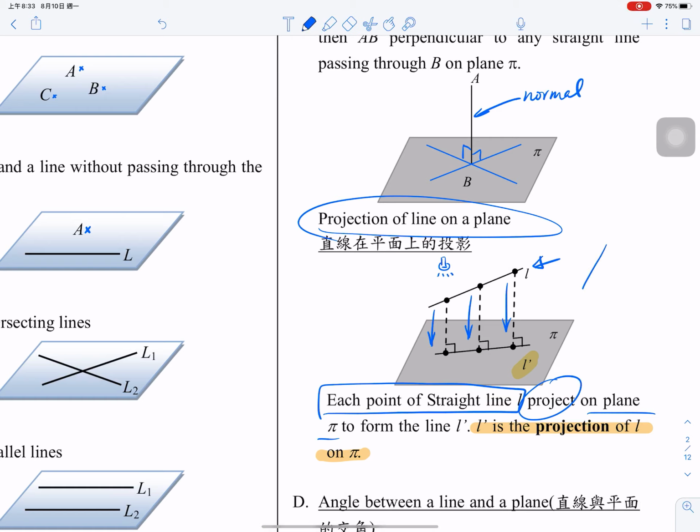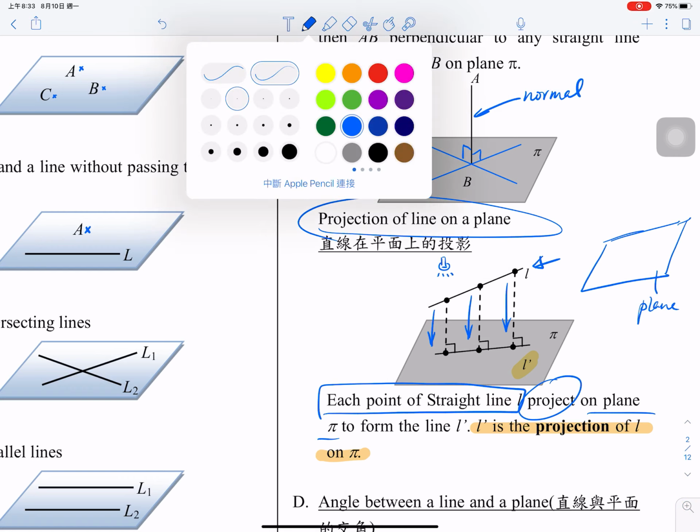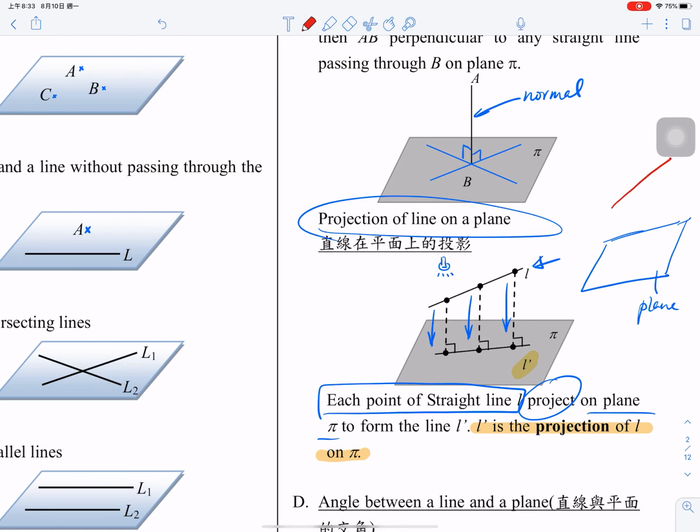That means now if we have another plane, for example here, and you have one straight line L here, then perpendicular, perpendicular, perpendicular, then this L pi is the projection of straight line L.